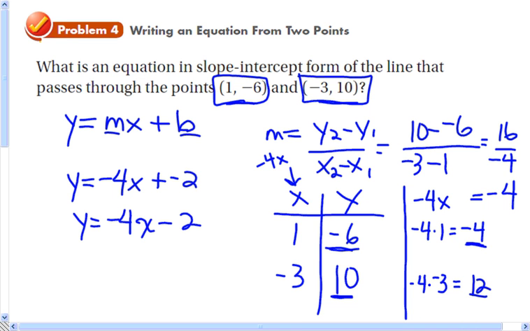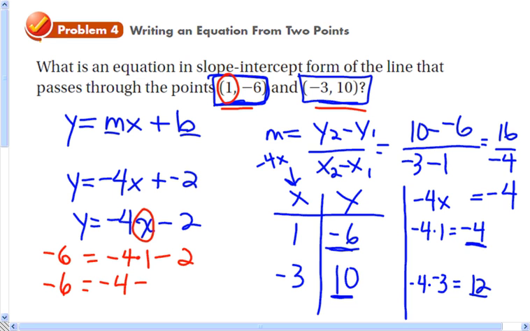And just to check to make sure that's right, remember that both of these points are solutions. So in other words, if I substitute 1 for x, so -4 times 1, and subtract 2, that better equal my y value, which is -6. So just check to make sure that's true. -4 times 1 is -4 minus 2, and -4 minus 2 equals -6. So that checks. And then for the other point, it also has to work if I got the right rule.